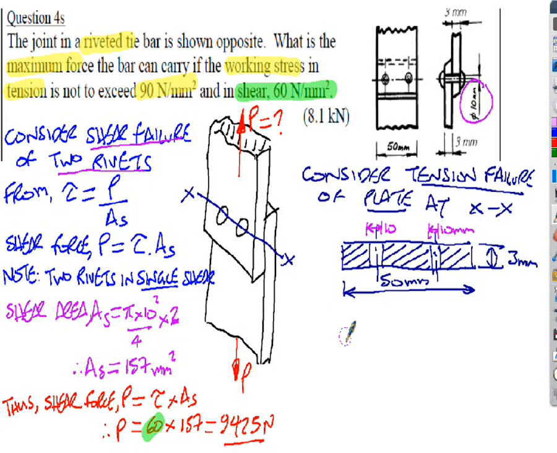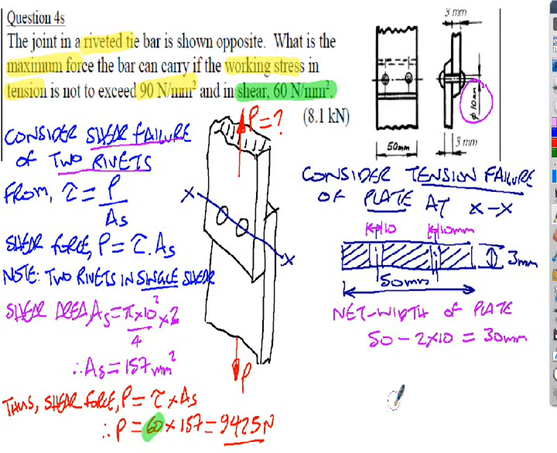So what I would have to calculate here is what's called the net area of the plate. So I've got a 50 millimeter plate, and I've got two holes, if you like, of 10 millimeter width. So the actual net width of the plate is going to be 50 take away 20. The net width of the plate is going to be 30 millimeters. So net width of plate is 50 millimeters minus 2 times 10, so 30 millimeters.